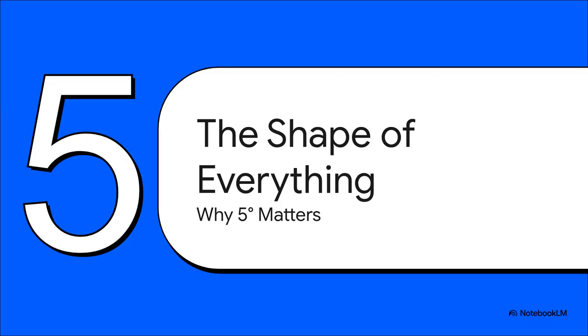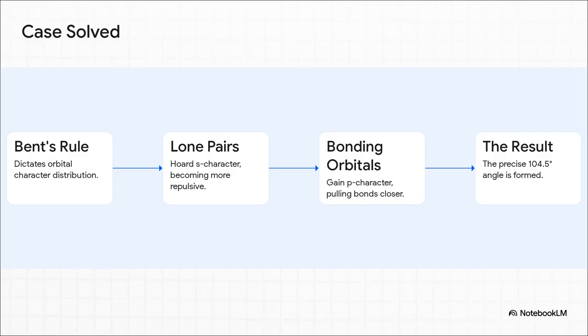So, let's just step back and put it all together. That seemingly tiny 5-degree difference isn't an accident or a fluke. It's a direct, predictable consequence of a fundamental rule about how atoms prefer to arrange their electrons. And that final shape, it's literally everything. It's why ice floats, it's why water is such an amazing solvent, it's why life as we know it can even exist. And there you have it. The case is officially solved.